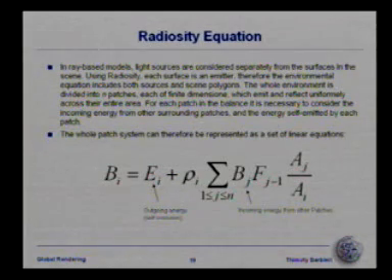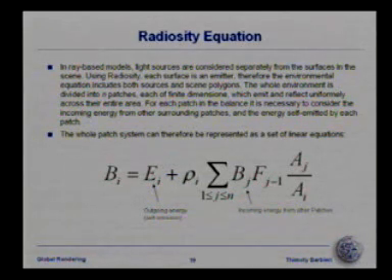The whole environment is divided into n patches, each one of finite dimension, which emit and reflect uniformly across their entire area. So each patch is supposed to have the same radiosity. For each patch in the balance, it is necessary to consider the incoming energy from other surrounding patches and the energy which is emitted by each patch. So you do the balance, what I give and what I take.